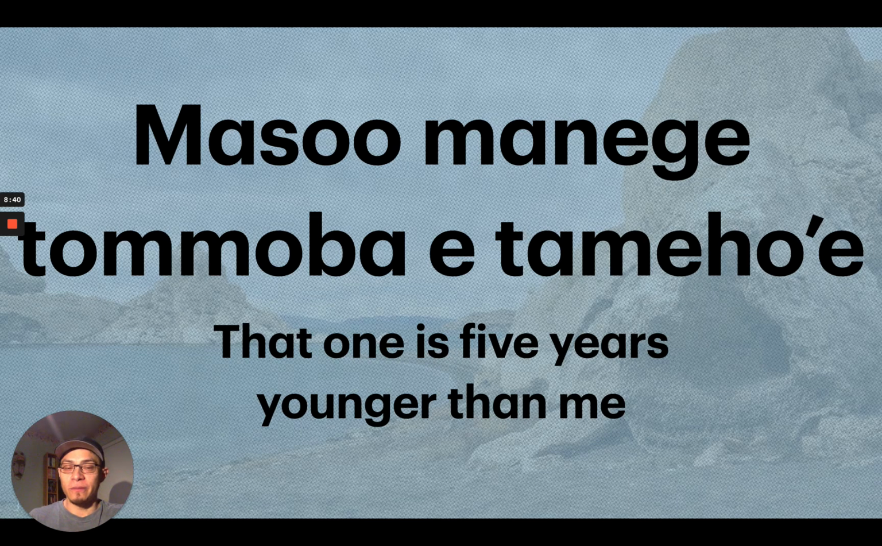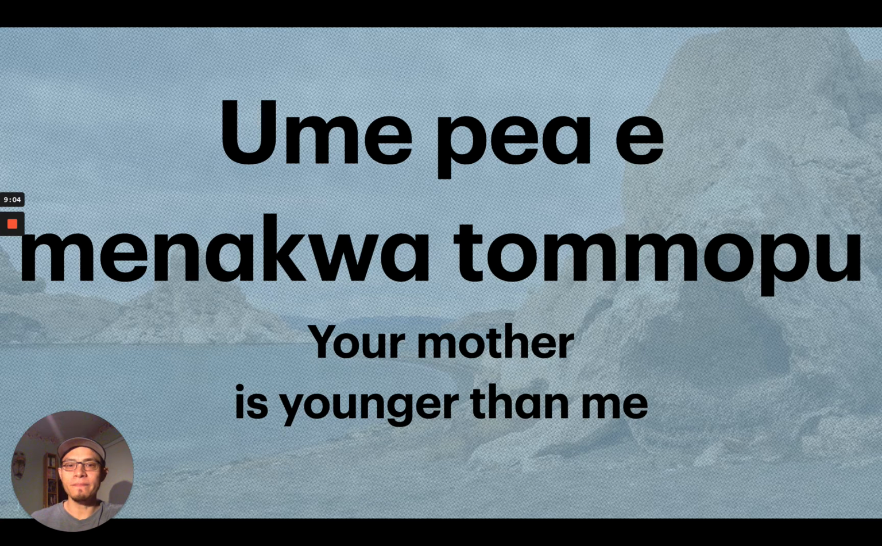And the other two terms now, tamihoi, which can mean late or later, but here it indicates less than. So masu manigitomo wa itamihoi means that one, masu, that one. Manigitomo wa is 5 years, itamihoi, younger than me. Similarly, umipia iminakwatomope. Your mother, umipia, minakwatomope, younger than me.